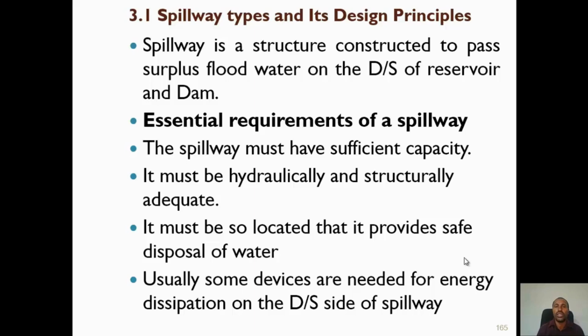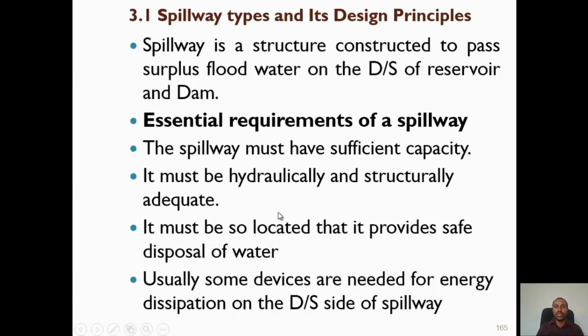So what are the essential requirements of a spillway? The following essential requirements must be satisfied in every spillway. The first one is that the spillway must have sufficient capacity. If the capacity is not enough to convey excess flood, then it may overtop the dam structure. That is not good. The downstream part may be eroded away. So we should be careful.